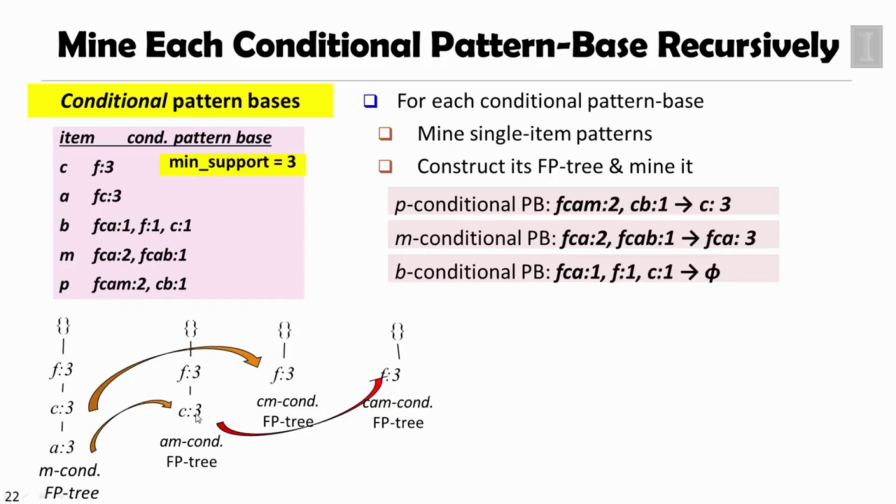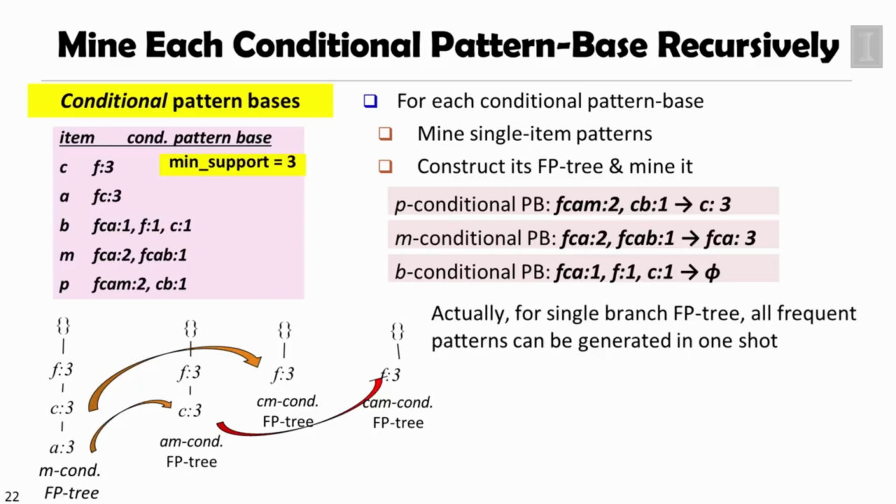Then for this particular AM conditional FP tree, you just take a C, that means AMC or CAM. Their conditional pattern base is only F3, you get this. Then you can dump all the patterns, like this. For single branch, essentially that's the same thing. You will dump all the possible combinations, they are all 3.